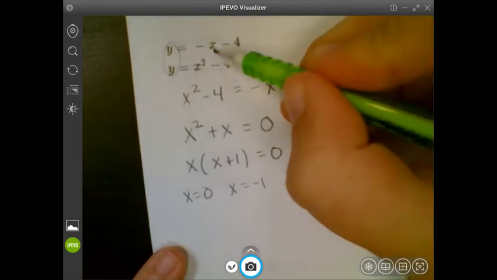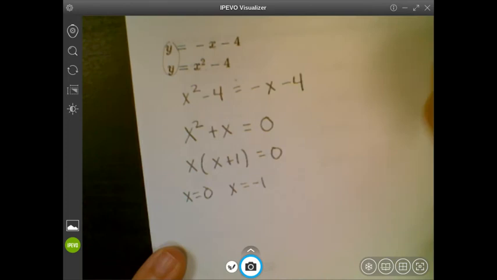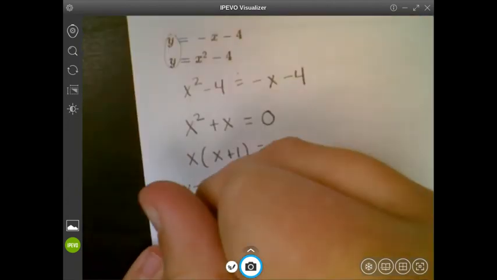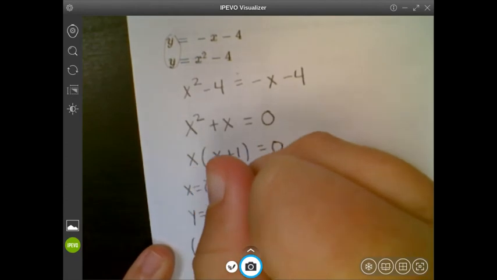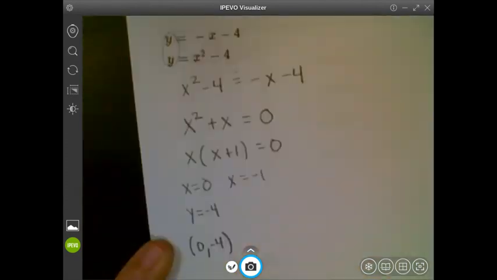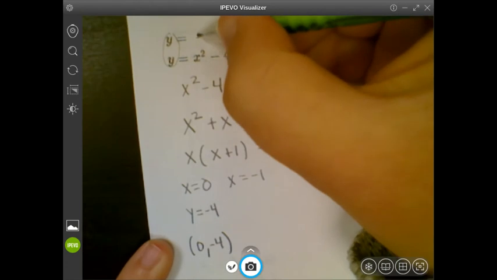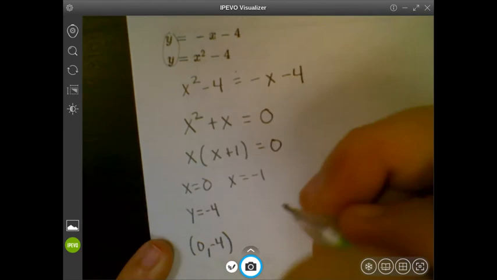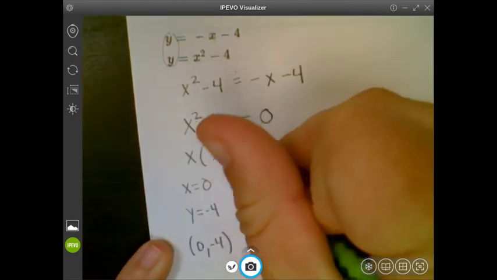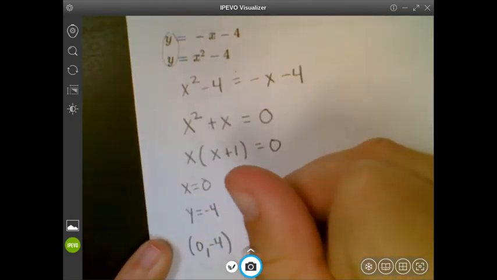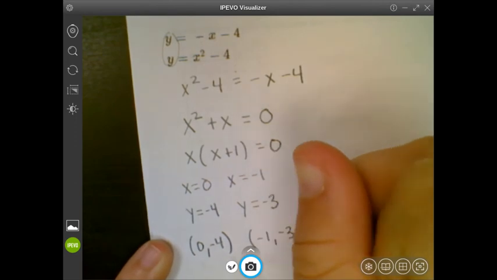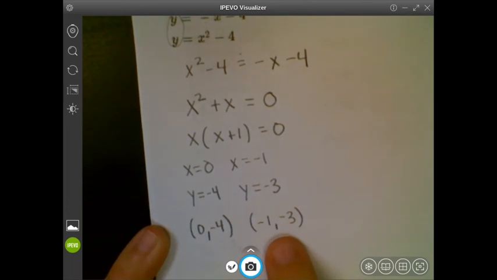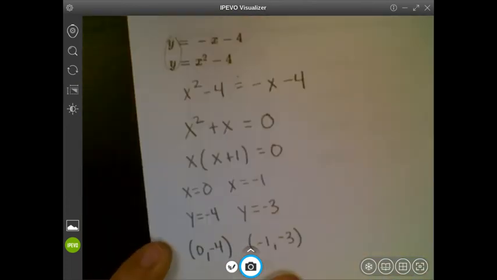So if you plug in 0 here, you'd have negative 0, which is 0. 0 minus 4 is negative 4. So in that case, y is negative 4. So that coordinate point is 0, negative 4. And then if you plug in negative 1, you'd have negative negative 1, which would be positive 1. 1 minus 4 is negative 3. So then your other coordinate point is negative 1, negative 3. So you have two solutions, and here are the two places where this line and this quadratic cross.